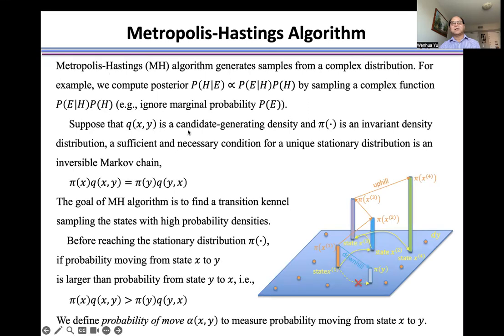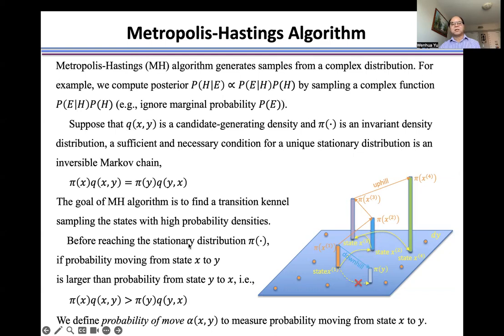Suppose Q is a candidate generating density and pi is the environment density distribution. A sufficient and necessary condition for a unique stationary distribution is an invariant Markov chain. The goal of the MH algorithm is to find a transition kernel sampling the state with high probability densities. For example, start from X1, we follow the uphill direction to sample the next state with a higher probability density.